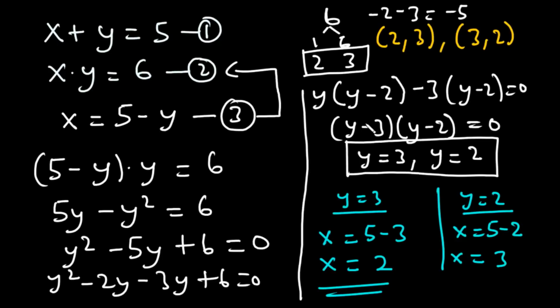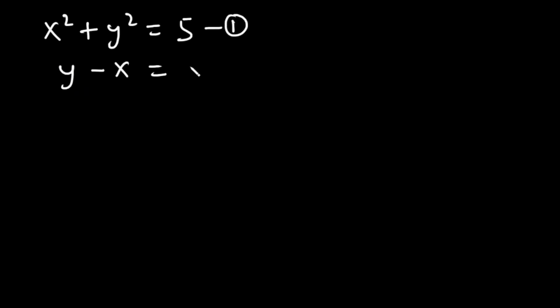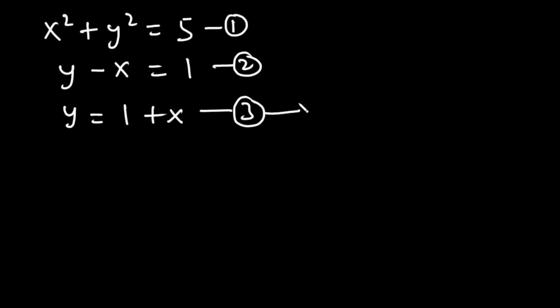Let's solve another example. What are the values of x and y if x squared plus y squared is equal to 5 and y minus x is equal to 1? Straight away, let's make y the subject from equation 2 and substitute into equation 1. Now from equation 2, y is equal to 1 plus x. Let's call this equation 3 and substitute that into equation 1.